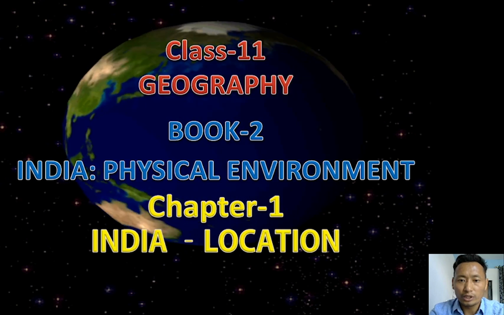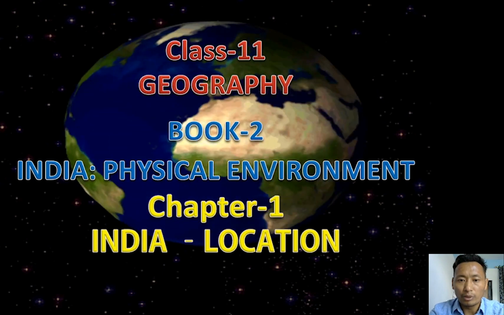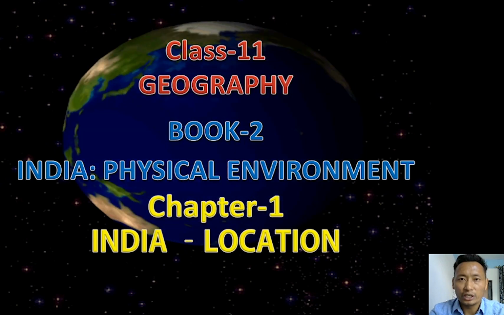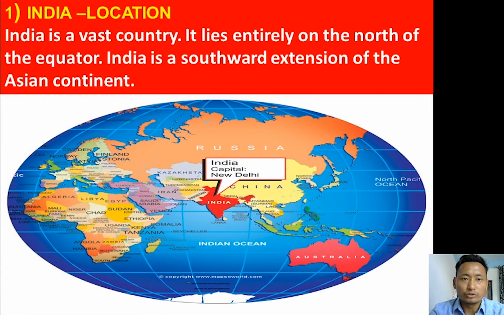So in this class, we are going to learn about chapter number 1. Name of the chapter is called India Location. India is a vast country. Here, vast means a big or a very large or a huge country in terms of area, in terms of square kilometer.